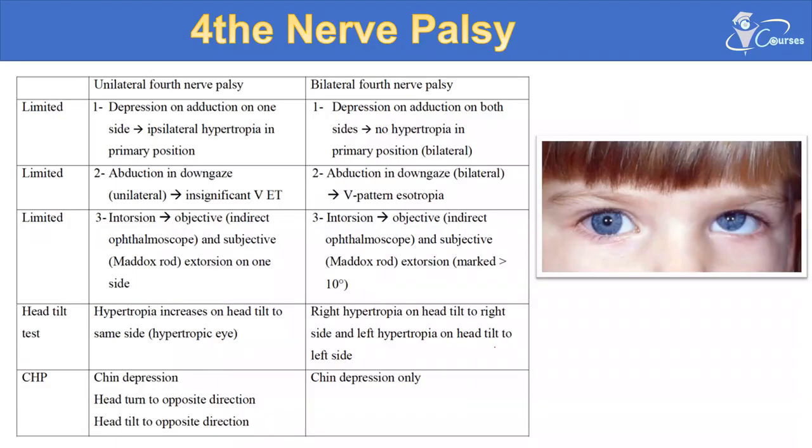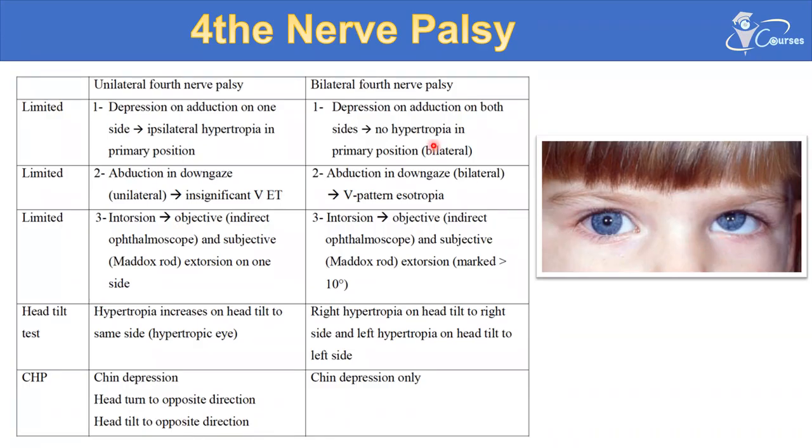In the fourth nerve palsy, we should classify it according to whether it is unilateral or bilateral. So unilateral fourth nerve palsy and bilateral fourth nerve palsy. What is the kind of limitation and how to test? For unilateral fourth nerve palsy, there is limitation of depression in adduction on one side. So there will be ipsilateral hypertropia in primary position. Because it's only one side, there will be hypertropia of one eye.